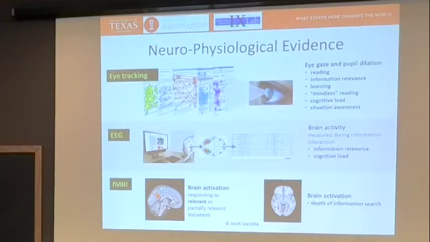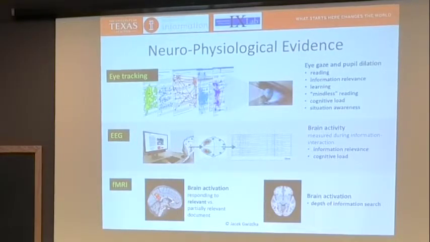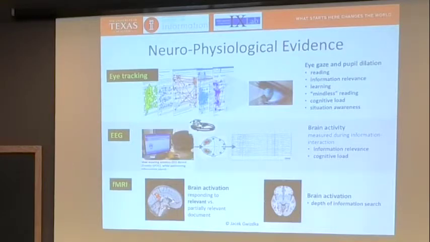I already mentioned some of these topics that I study using eye tracking. EEG, I used in studies of cognitive load or mental workload, and also in studies of information relevance judgments, that is using EEG to detect when the judgment takes place. And fMRI I have used in studies of information relevance.